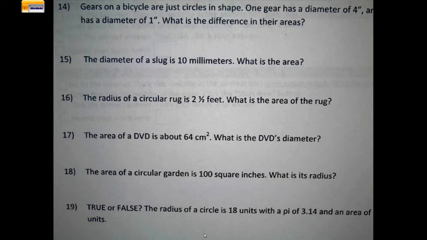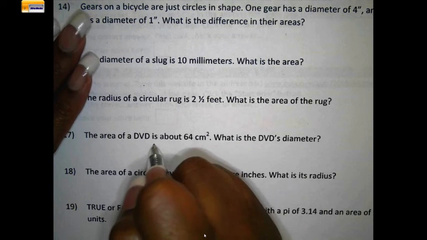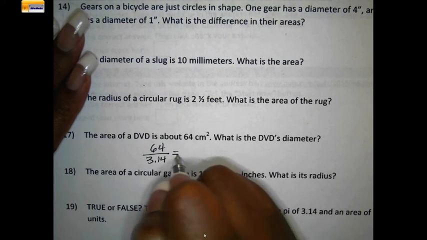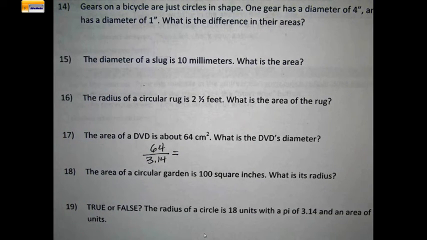No, that's not how you would do it. You already have the area, so you better take the 64 and divide it by pi first. So you need to take the 64 divided by pi. Whatever this answer is, you need to take the square root of it to get the radius. You're doing the problem backwards.